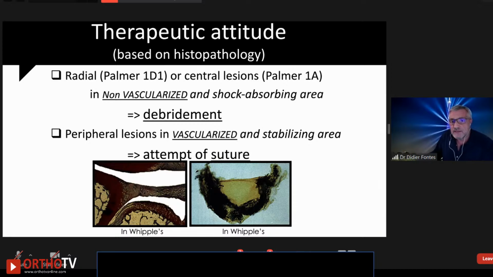First of all, the therapeutic attitude will be based on histopathology. Radial lesions, Palmer 1D, or central lesions, Palmer 1A, are situated in a non-vascularized and shock-absorbing area. So we can propose only a debridement. You have to know that we can debride up to two-thirds of the central disc with no instability of the DRUJ. For peripheral lesions situated in a vascularized and stabilizing area, we will have to attempt a suture. It can be open or arthroscopic.